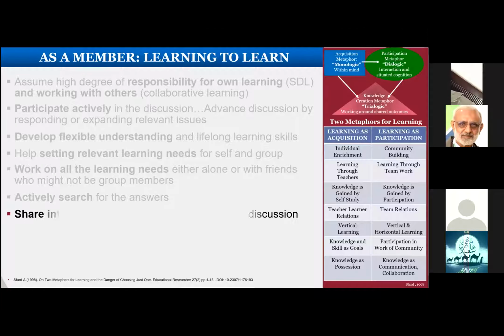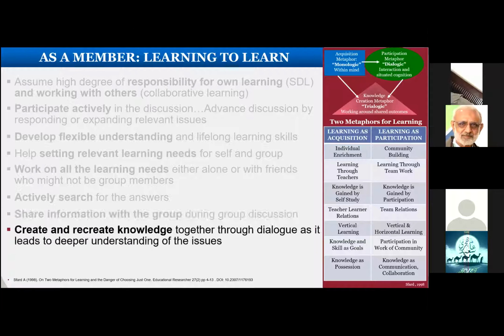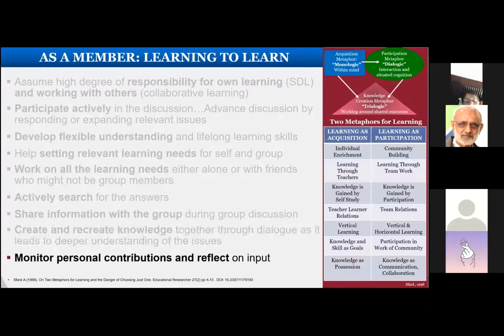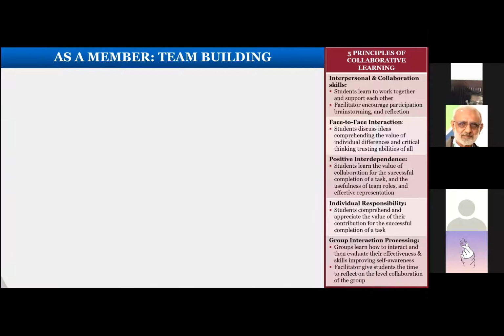Actively search for the answers, share information with the group during group discussion, create and recreate knowledge together through dialogue, as it leads to deeper understanding of the issues. Monitor personal contribution and reflect on their input, and this is for the students. So they should be reflecting on their personal contribution and their input. As a member, this should involve team building: follow the process of the PBL session in sequence. It is very important. This point will come again and again.